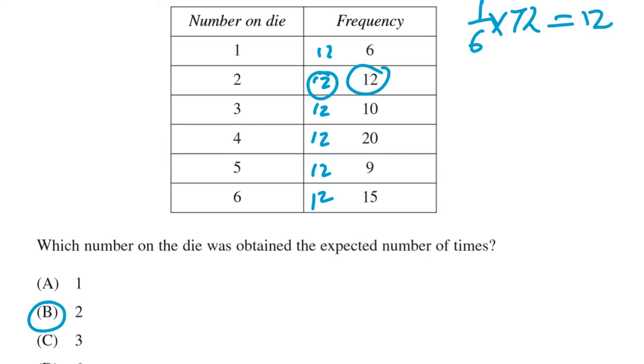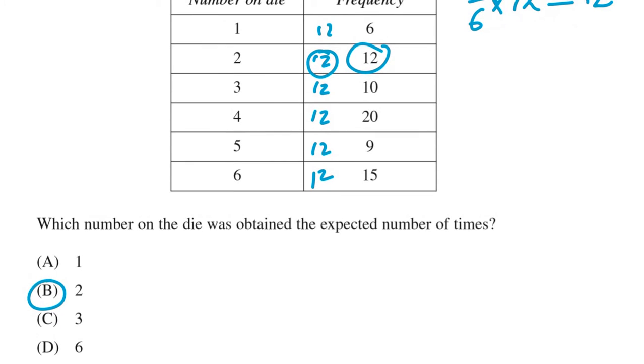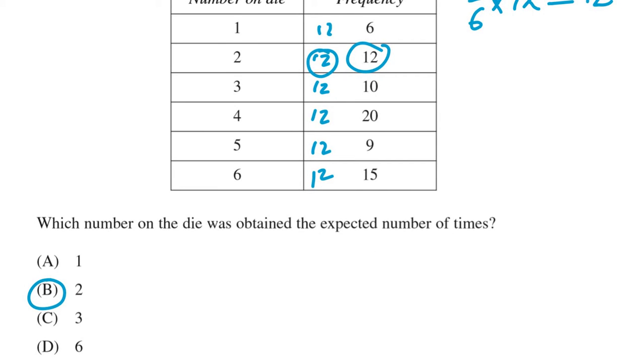So 1 came out how many times? 6 times. 2 came out 12 times, the same as the theoretical probability. In theory it comes out 12 times, and in practice it also came out 12 times. It just happened to be. 3 should come out 12 times in theory, but in practice only 10 times. 4 came out 20 times, and 5 came out 9 times. So they're all different from theory. 2 is the only one that is the same. So that's the answer.